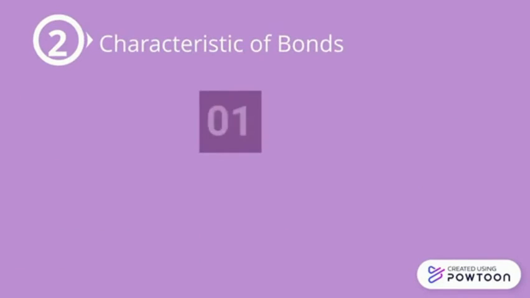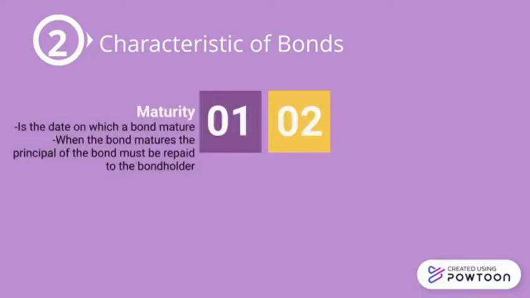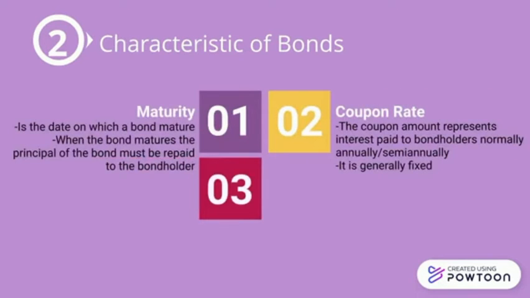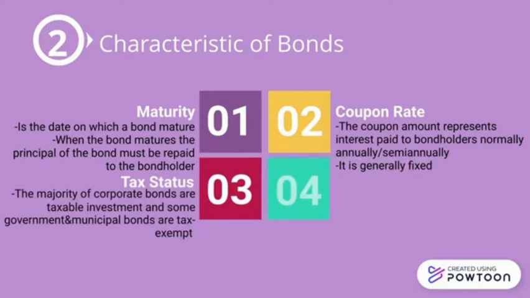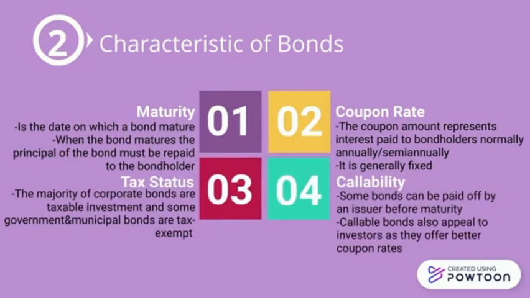Tax status is when the majority of corporate bonds are taxable investments and some government and municipal bonds are tax exempt, while callability is when some bonds can be paid off by an issuer before maturity, and callable bonds also appeal to investors as they offer a better coupon rate.